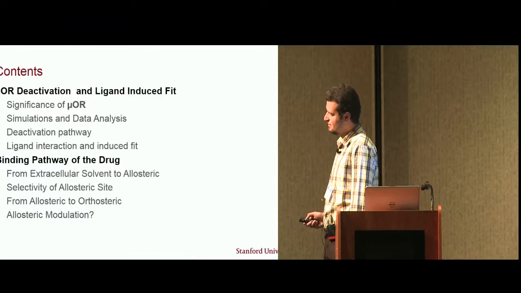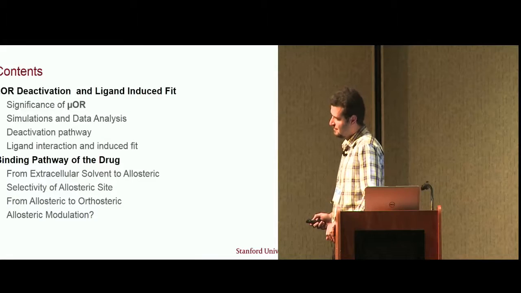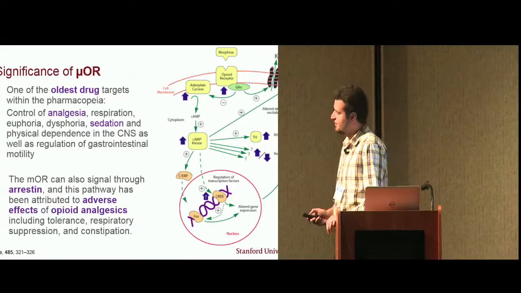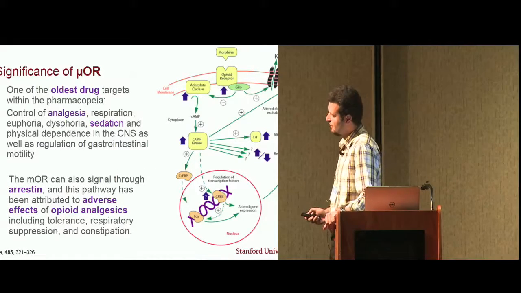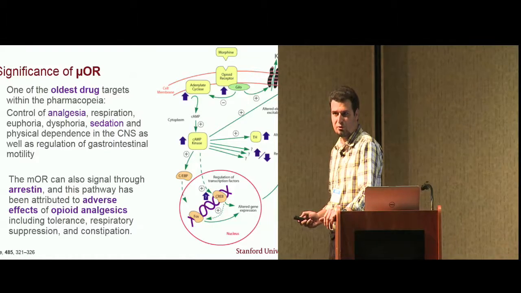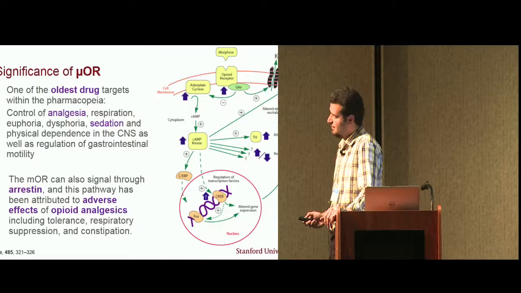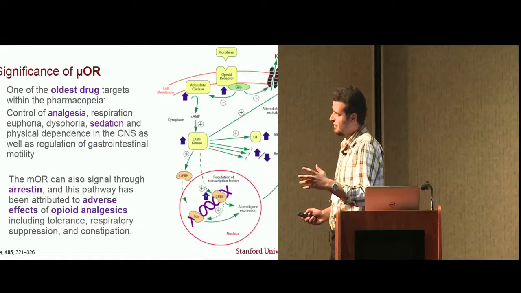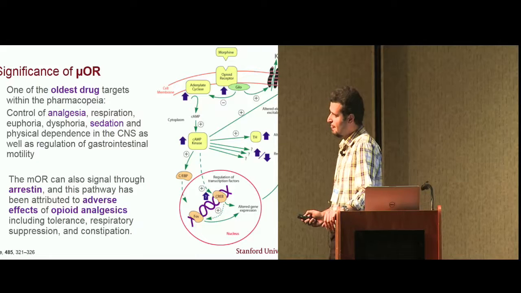Another one is one of the challenging questions that we are addressing about the binding pathway of the drug to the receptor. Why are μ-Opioid receptors important? Because it's one of the oldest drug targets in the pharmacopoeia, and people try to design drugs like analgesics, which can basically sedate.